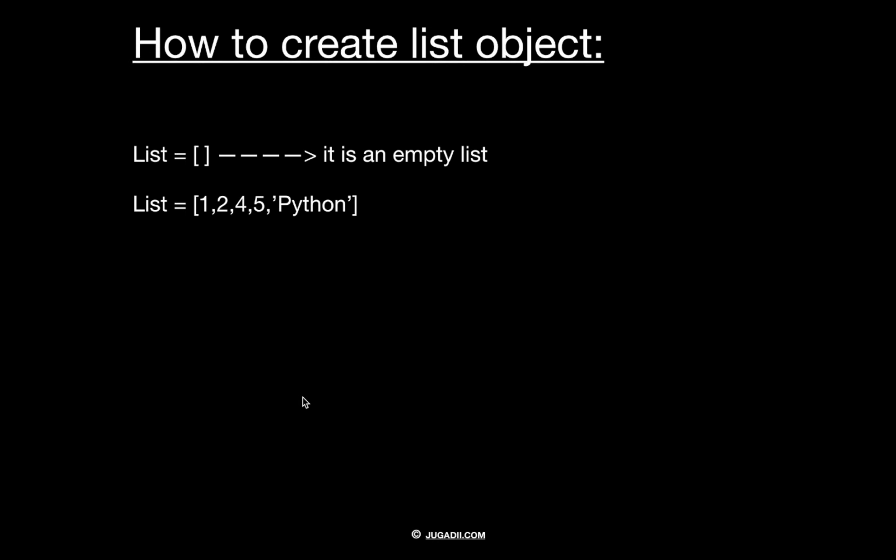How to create list objects? You can create a list object by simply typing the name of the list equals these square brackets, which means you are going to create an empty list. And to create a list with contents, you can use this format. Just a minute, I'll show you.